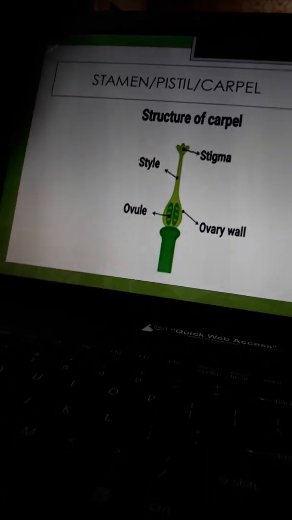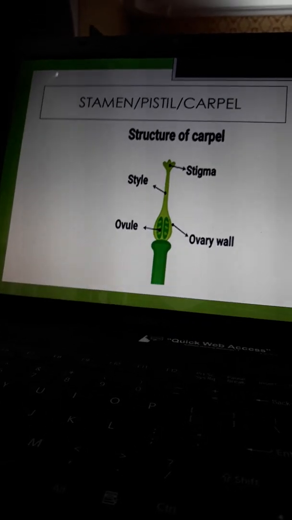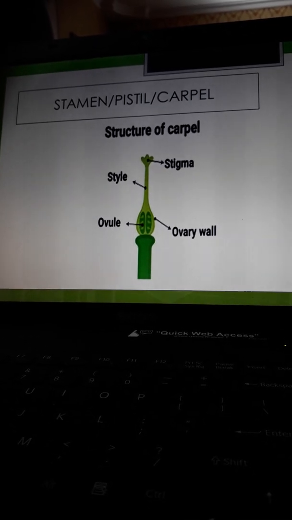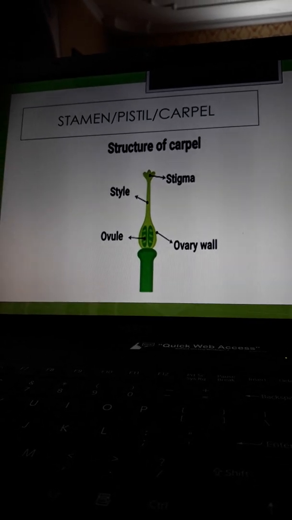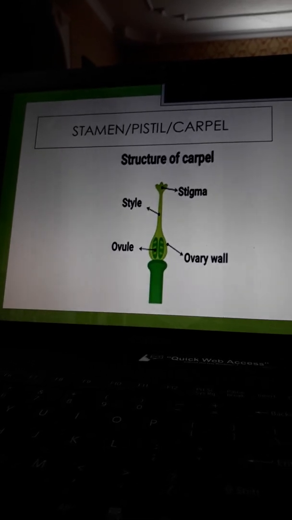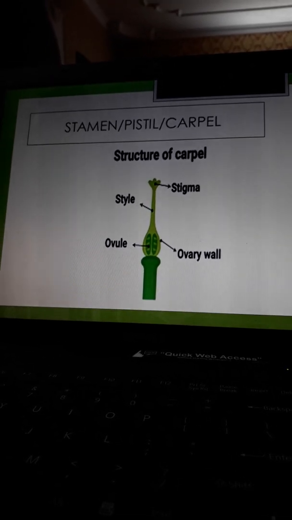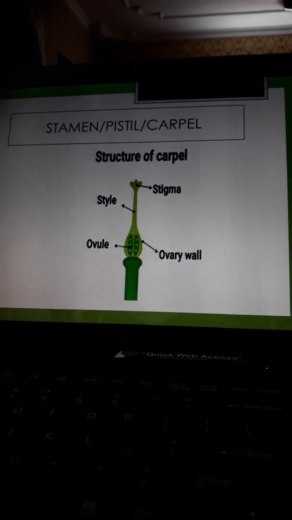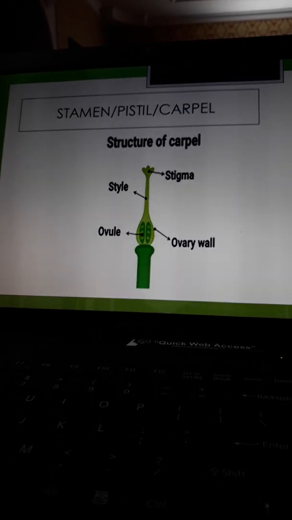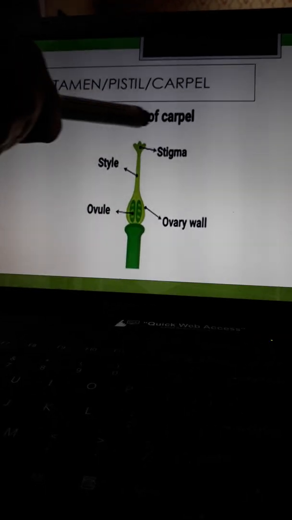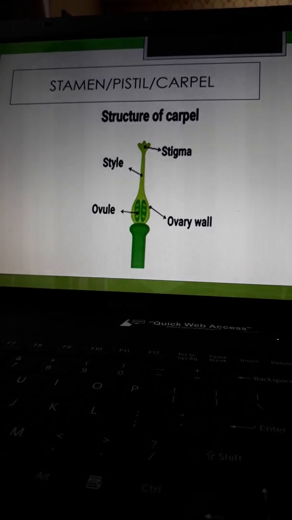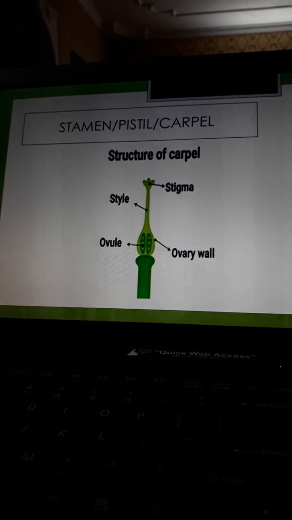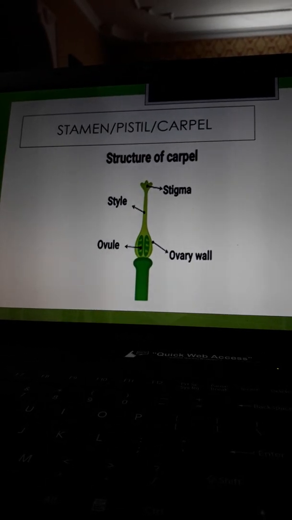So in reproduction, two processes are important. First is pollination and second is fertilization. What do you mean by pollination? Pollination means transfer of pollen grains from pollen sac to the stigma of this carpel. That means the deposition of pollen grains from anther to stigma is known as pollination.